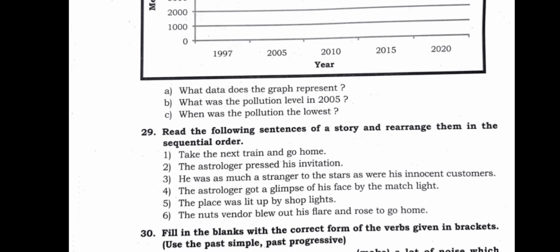So read the following sentences of a story and rearrange them in sequential order. Take the train and go home. The astrologer passed his invitation. He was as much a stranger to the stars as were his innocent customers. The astrologer got a glimpse of his face by the matchlight. The place was lit up by the shop lights. The nuts vendor blew out his flare and rose to go home. Please see to it that you rearrange it. It's very simple.